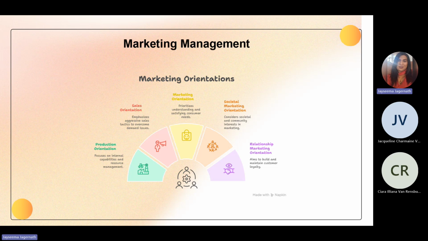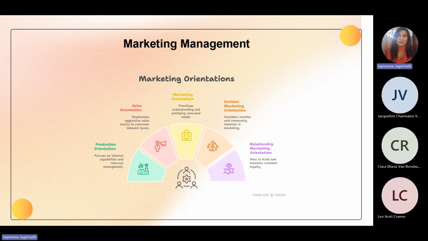The other alternate to that is sales orientation. And sales orientation is sometimes a result of production orientation. So with sales orientation, we focus on selling. And we don't really care about the price that we are selling at, but we need to get rid of the supply of stock. So we sell below cost. We sell it with huge discounts.